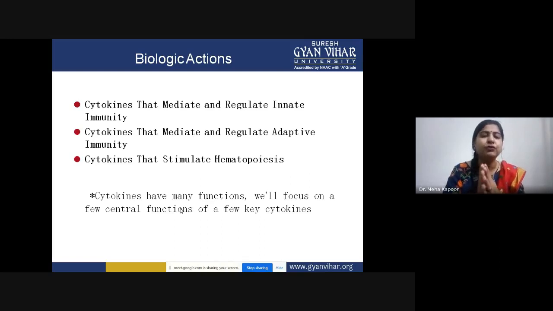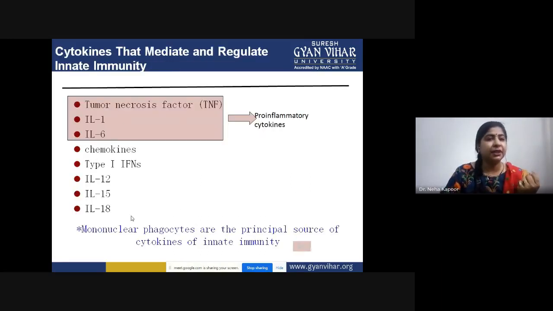of a few key cytokines. These are the cytokines that mediate innate immunity: tumor necrosis factor, interleukin 1 and 6. They basically act as pro-inflammatory cytokines. Chemokines are there, type 1 interferons, interleukin 12, 15, 18. However, mononuclear phagocytes are the main producers of these cytokines.